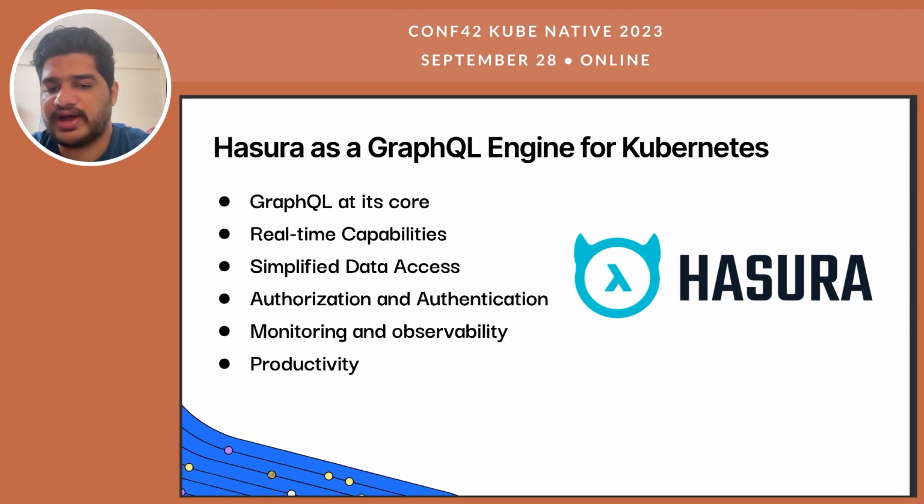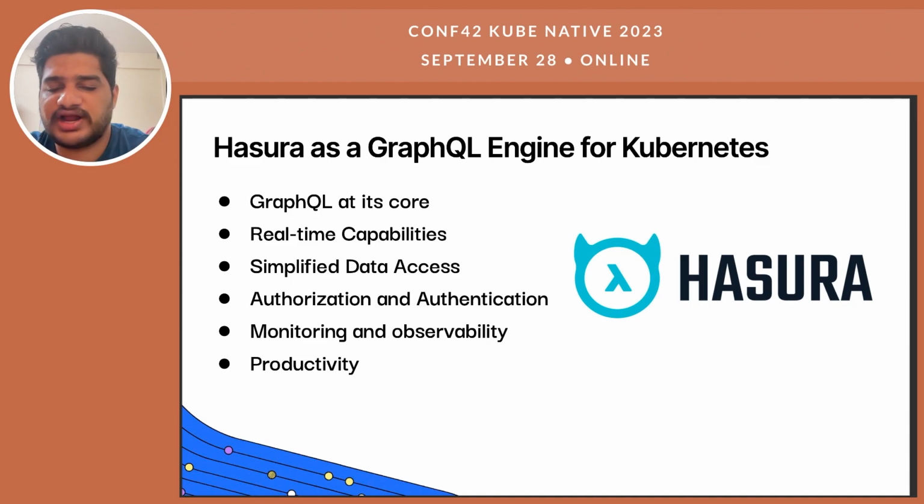Hasura also simplifies data access and authorization. It connects to your data sources such as databases and REST APIs and generates a GraphQL schema automatically. This means you don't have to write complex boilerplate code for data fetching, filtering, and pagination. With Kubernetes managing your containers, you can ensure that the data layer is scalable and highly available.